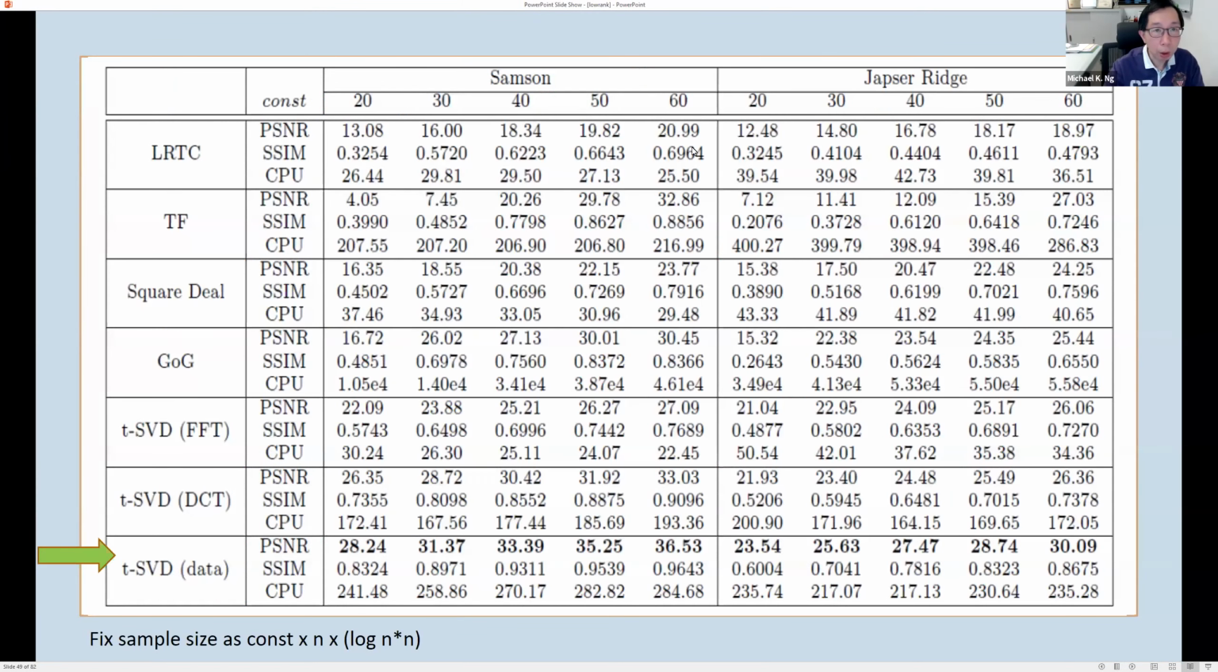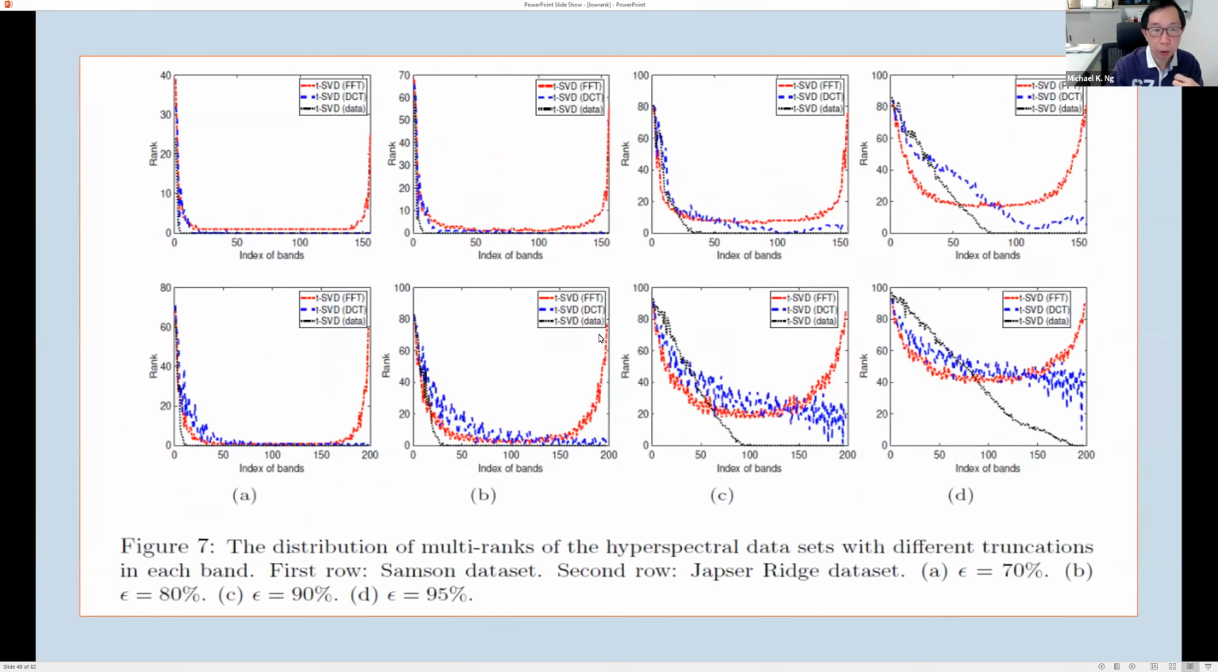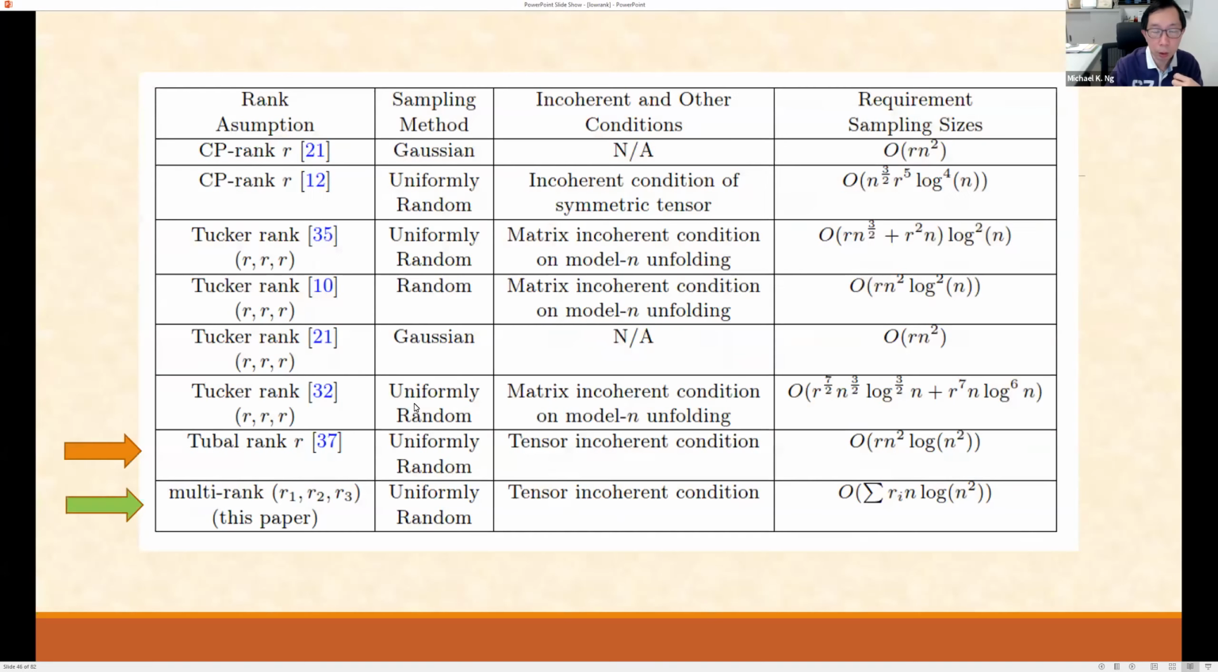So you see that now I just consider the sampling to be n log n squared, times some constant: 20, 30, 40, 50, 60. And then we compute the PSNR of the recovery by different methods under this sampling size, and also the computational time. Of course, one of the methods is by Ming Yuan's group at Columbia. That method requires n to the power of 3/2, which is significantly less than n squared.